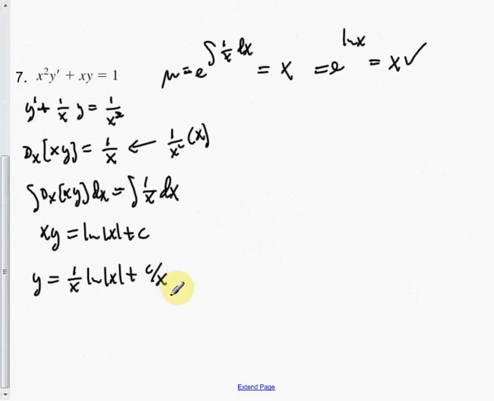Is it transient? Yes. c over x goes to 0 as x goes to infinity, right? So it's transient. And the interval is based on the natural log. The natural log goes from 0 to positive infinity. So this is the open interval from 0 to positive infinity. Any questions there?